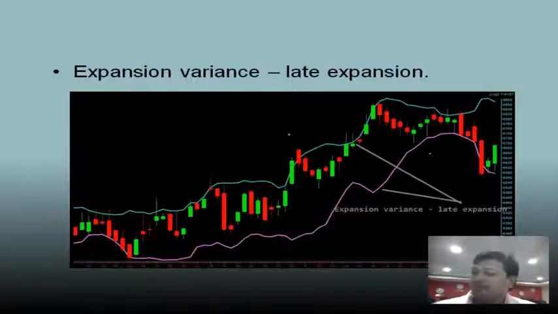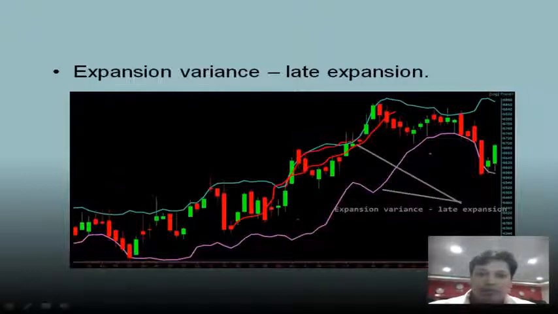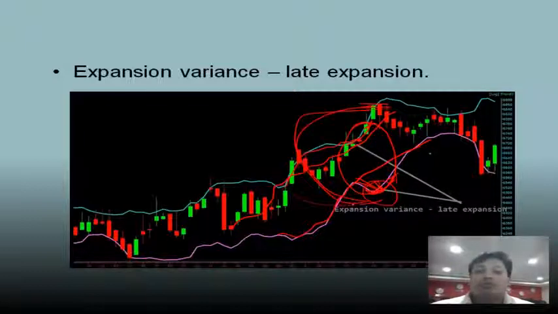Expansion variance. As the price is moving up, you notice that the band is also moving up, but somewhere along the line the lower band, instead of moving up like this, starts moving down, which means there is a disconnect between the upper band which is going up and the lower band which is going down. This is where the volatility has come into the price. So this point is actually going to define your exit here.